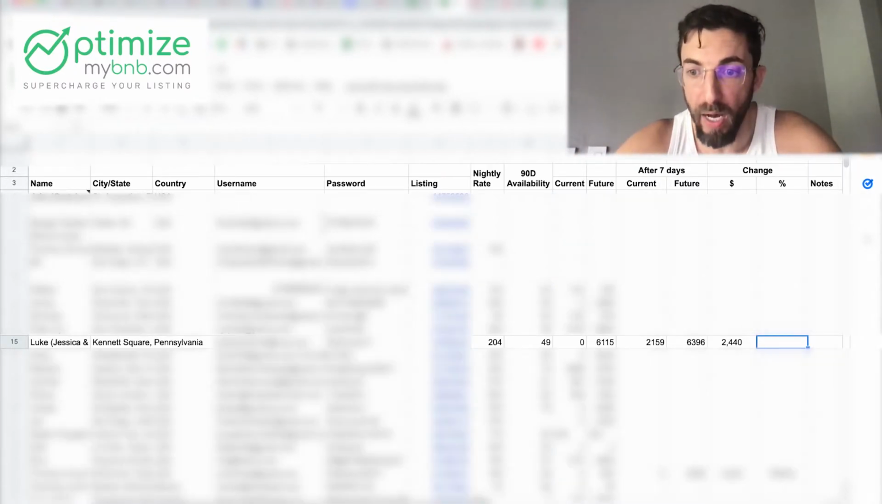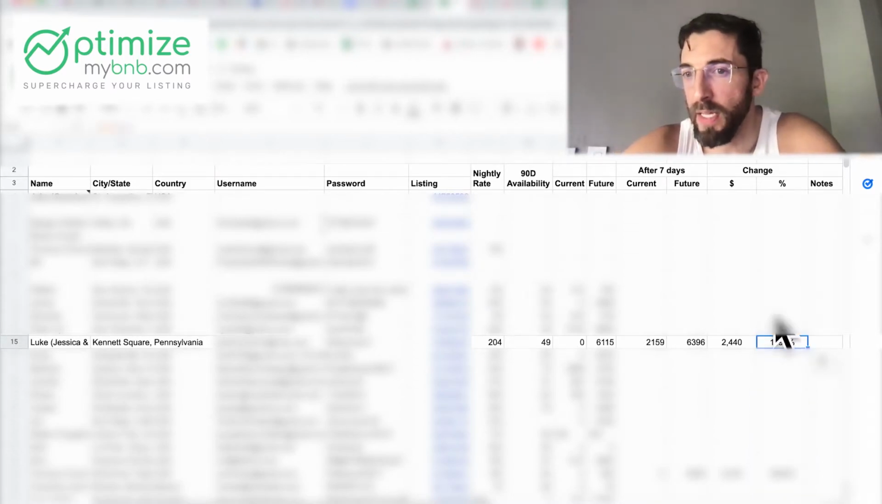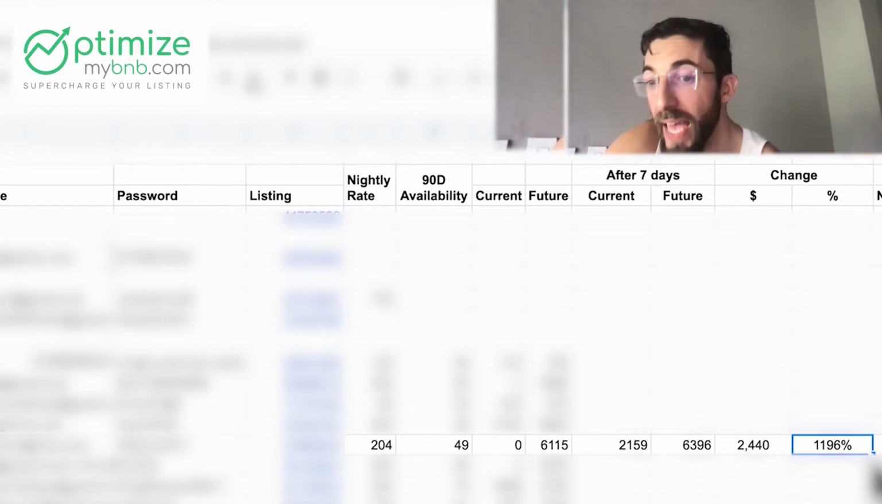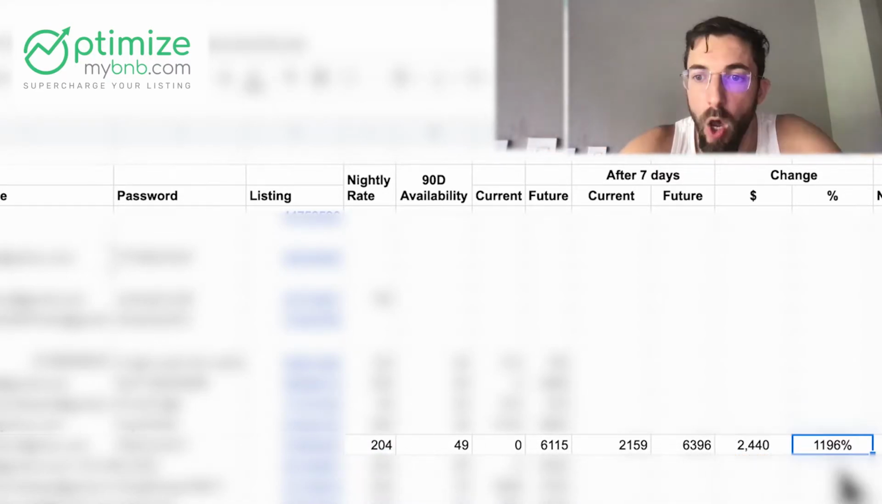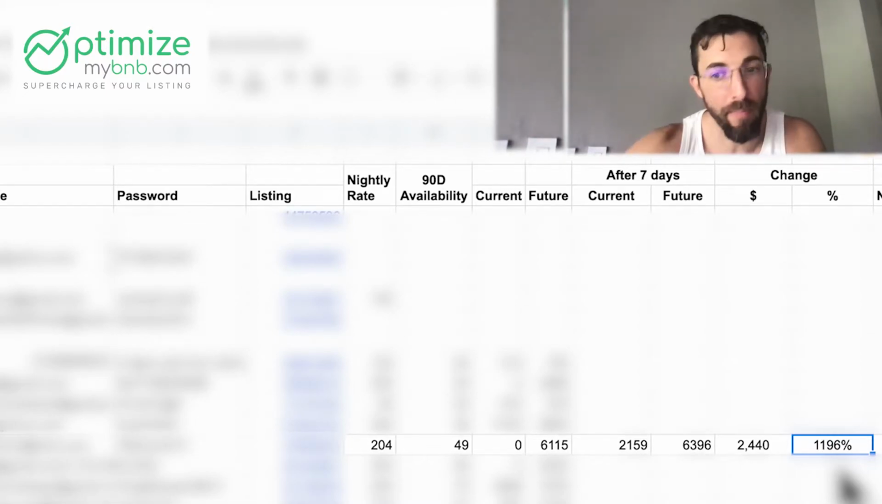I'm happy with that. But I measure this, I used to advertise this number, I don't anymore. What this means here is the host made 1,196% of their nightly rate. The formula is here. Nightly rate 200, 2,400, okay. All right, now that's great and I'm happy with that, but there's something even more important than that.